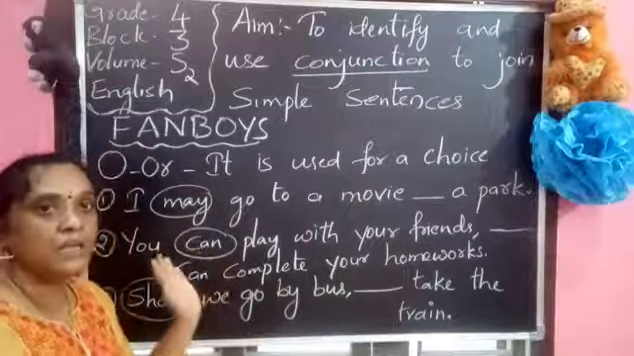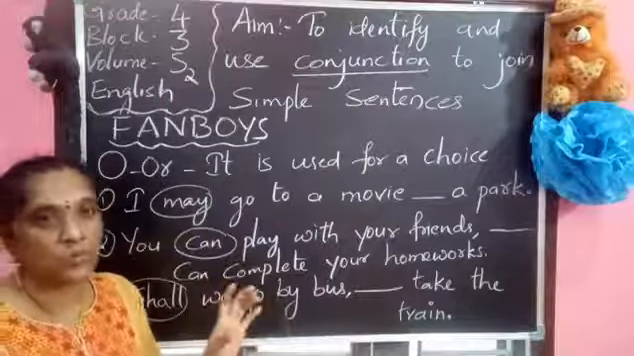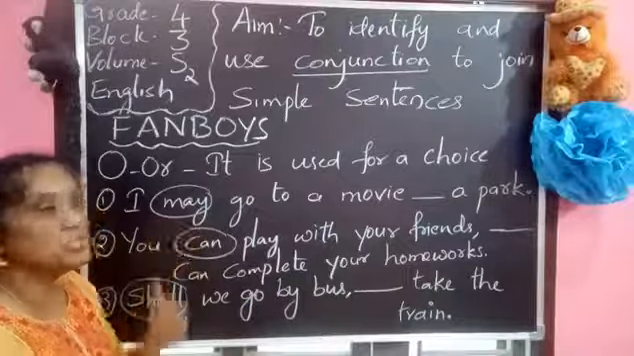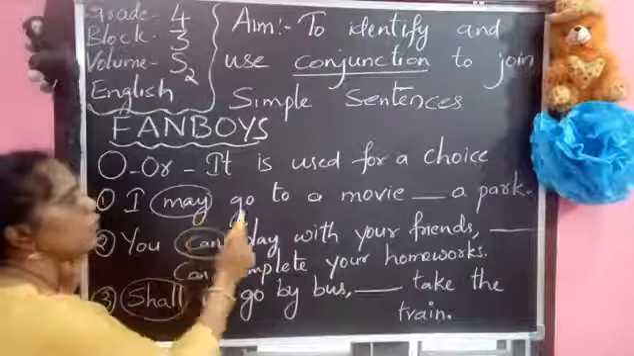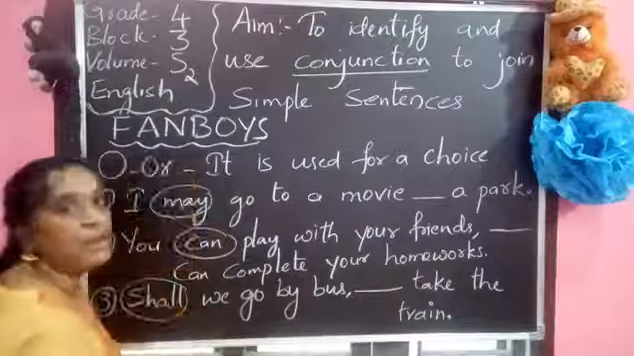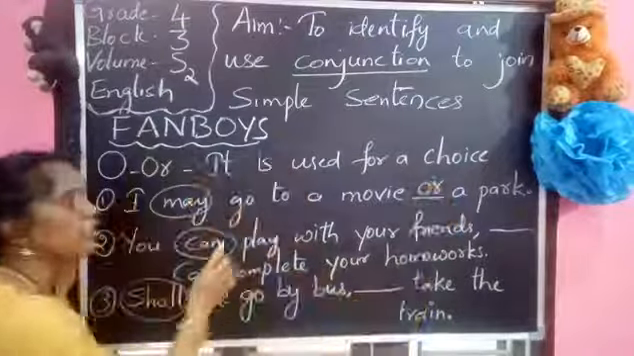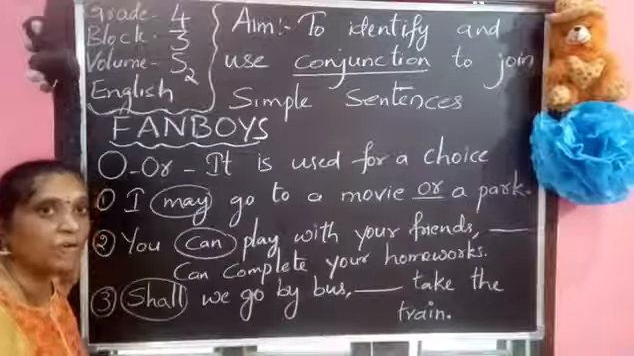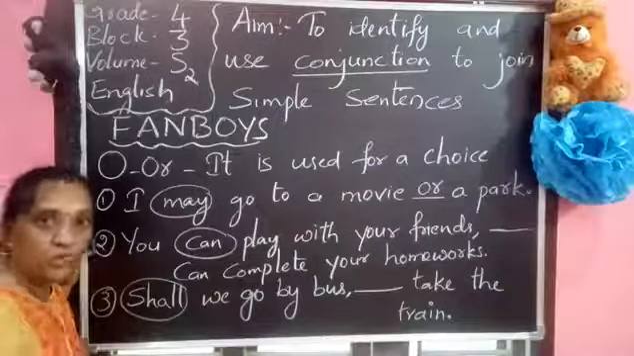But most probably, when we have two sentences or two words to be joined, we can use or. Okay. So I may go to a movie or a park. So there is a choice that I can go. I may go, because I am not confirmed where I wanted to go. I have a choice to go, so I can go anywhere.